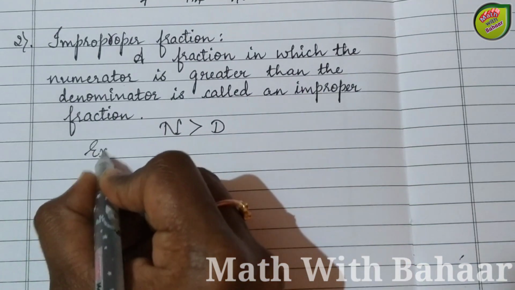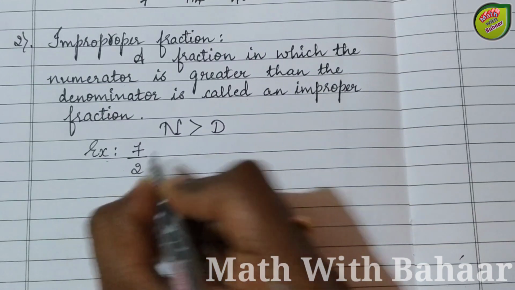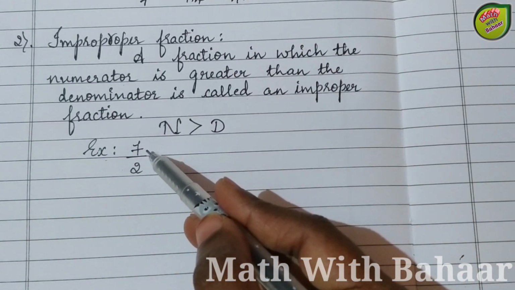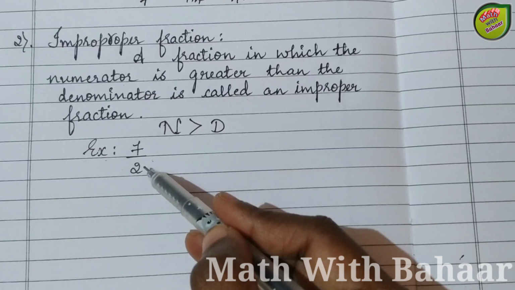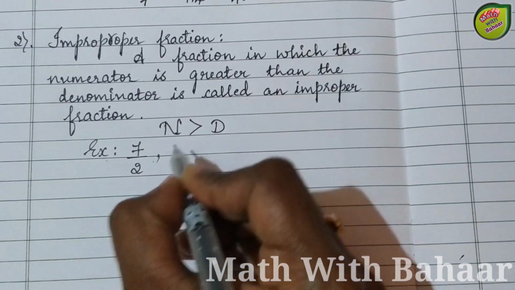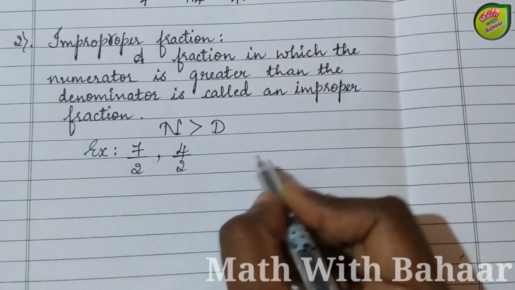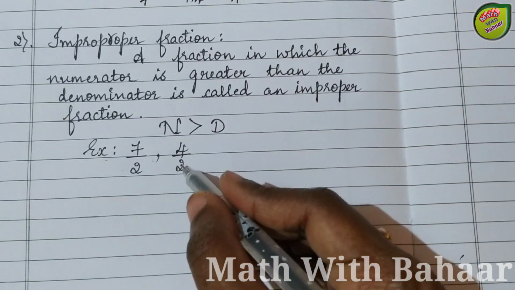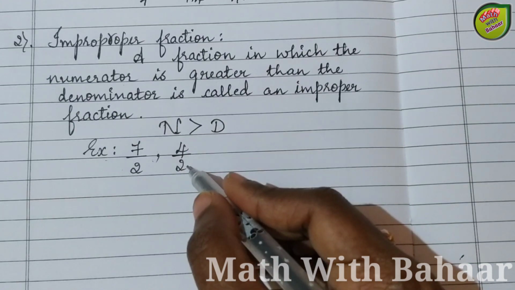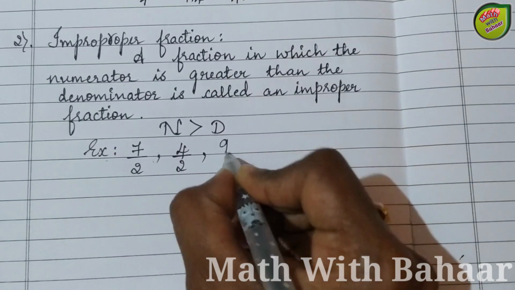Let us give some examples for improper fraction. So, let's consider 7 divided by 2. So, here 7 is the numerator which is greater than the denominator 2. So, 7 is greater than 2, therefore, it is an improper fraction. Let's have one more example as 4 divided by 2. Again, 4 is greater than 2. Therefore, this is also an example for improper fraction.